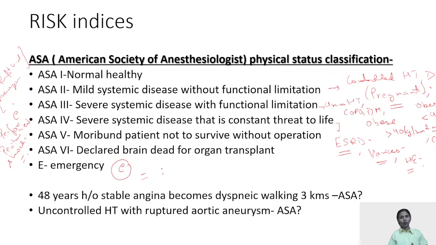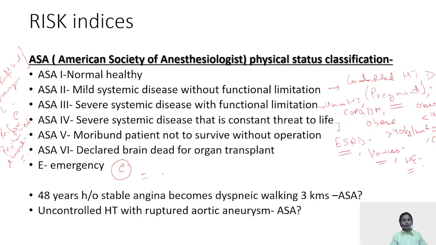I love to repeat this once more, please. ASA 1 is normal healthy patient. ASA 2 is a mild systemic disease without any functional limitation. ASA 3 is a severe systemic disease with functional limitation. ASA 4 is a severe systemic disease which is a constant threat to life. ASA 5 is a moribund patient who is not going to survive if no surgery is done. And ASA 6 is brain dead patient.